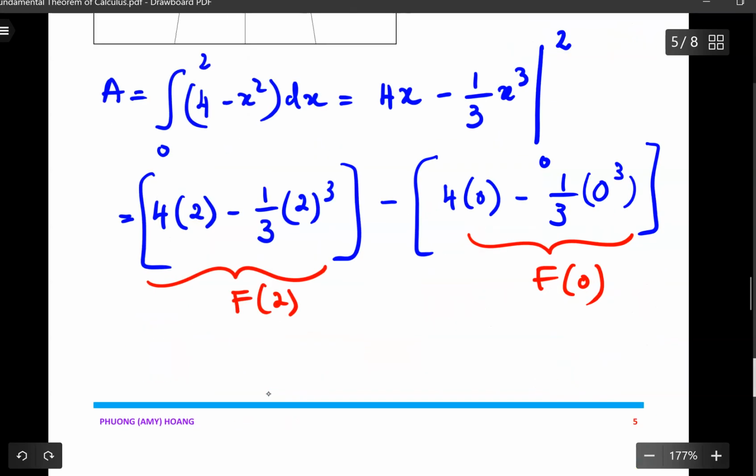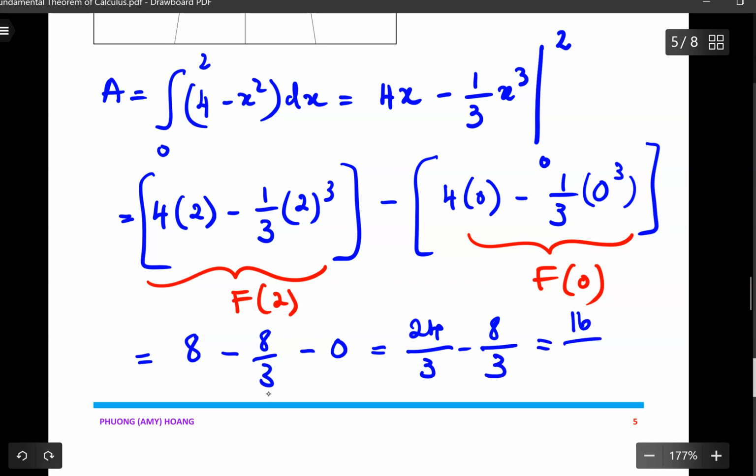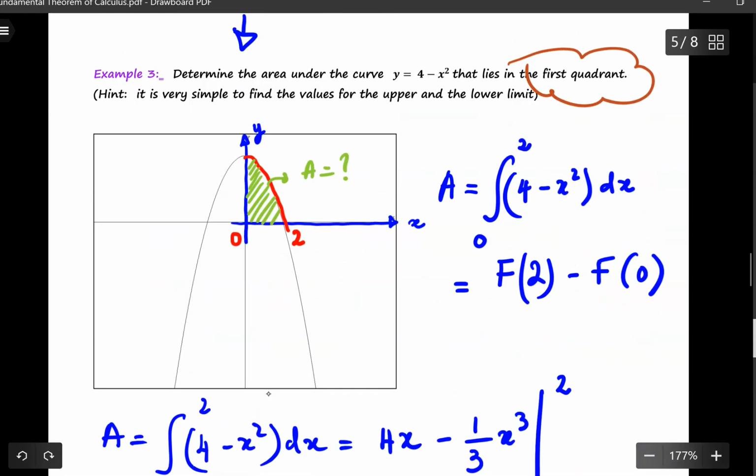Then, what do I have as the answer? This is 8 minus 8 over 3, and that should be equal to, so I should have 24 over 3 subtract 8 over 3. So my answer should be 16 over 3 unit square. So the area that they asked me to find right here will be equal to 16 over 3 unit square.